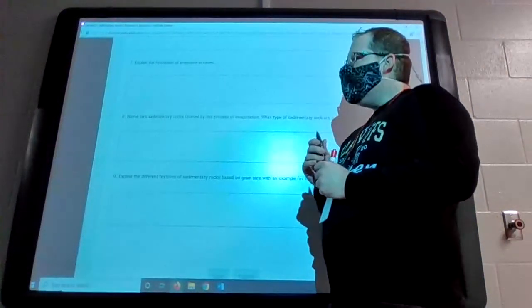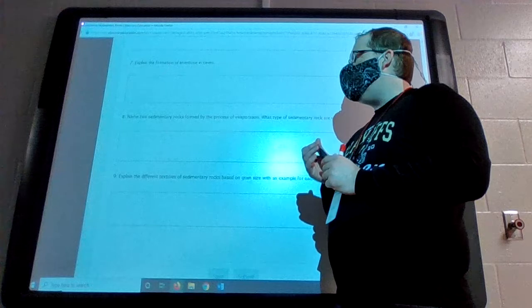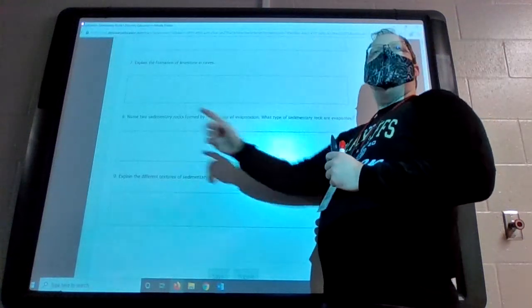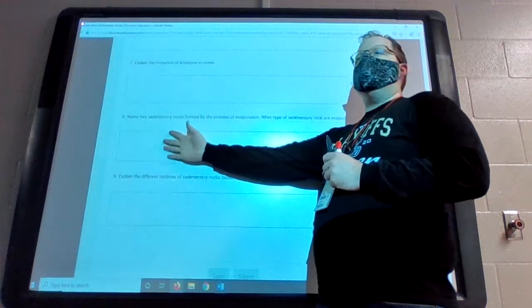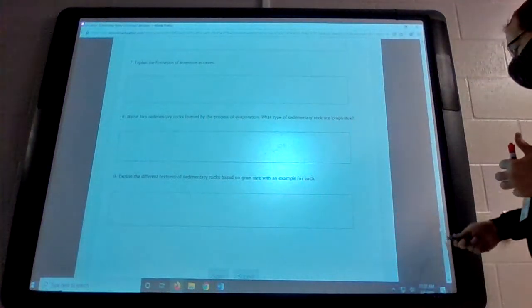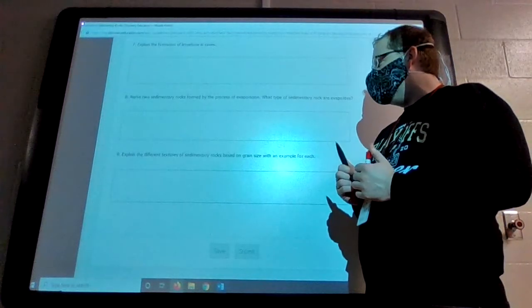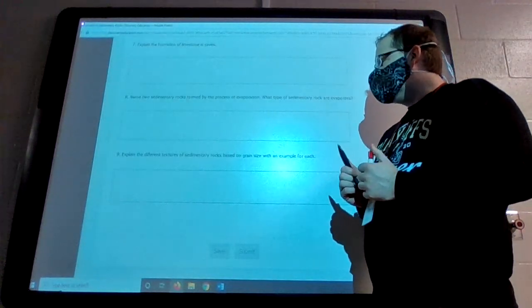We can get this. Name 2 sedimentary rocks formed by the process of evaporation. What type of sedimentary rocks are evaporites? Gypsum and rock salt are 2 sedimentary rocks formed by evaporation. Gypsum and rock salt. Explain the different textures of sedimentary rocks based on grain size with an example for each.